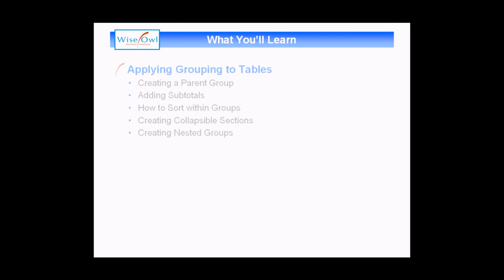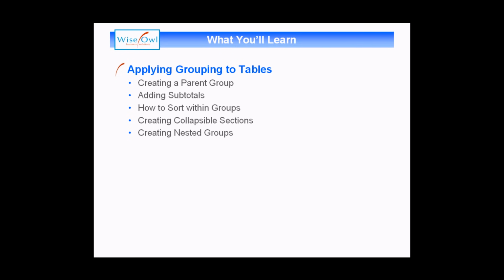In this session we'll look at how to apply a group to a table by creating a parent group. We'll show you how to add subtotals to groups to see the average, sum, count, etc. We'll show you how to sort records effectively within groups. And then finally we'll do a couple of fancy things, show you how to create collapsible sections in a table with groups, which means the user can interact with it, and then how we can create nested groups as well.